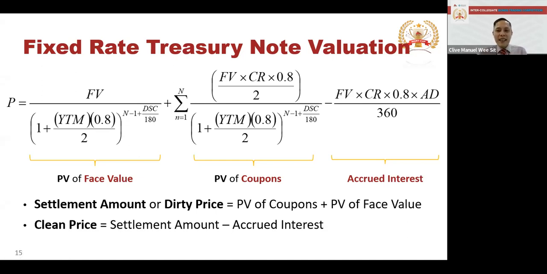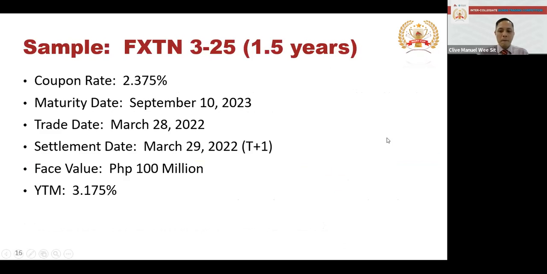So AD pertains to accrued number of days from the last coupon date. Later on I'll show you a cash flow diagram, so it's easier for us to understand exactly how you compute for settlement amount and clean price. But notice that this is just your PRT formula, wherein your T is the number of days that has lapsed or accrued since the last coupon date or the issue date.